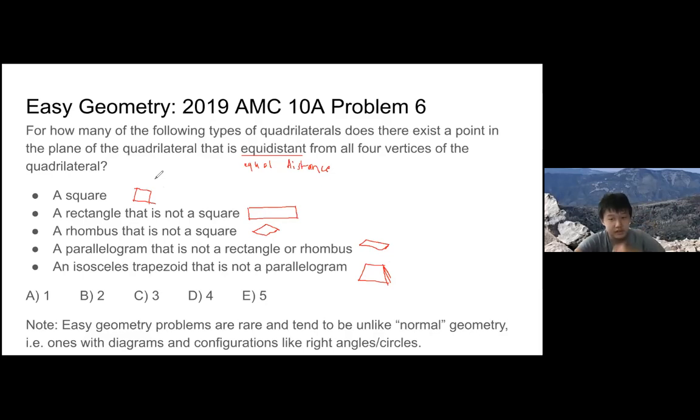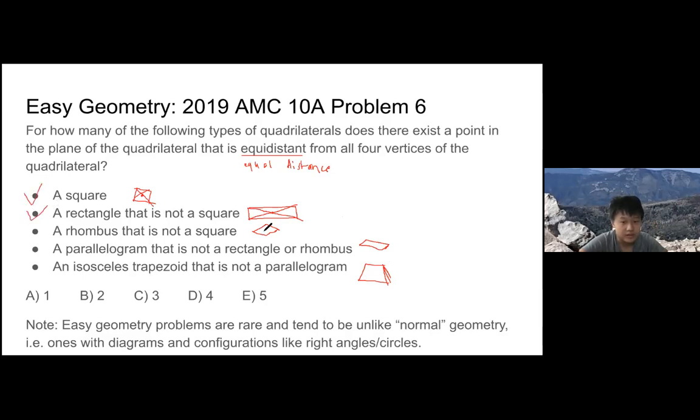Okay, this one's a bit hard. I'll go over it. So squares and rectangles both have centers, first of all. And these centers are the same distance from all four vertices because it's the midpoint of both diagonals. So a square and a rectangle both work.